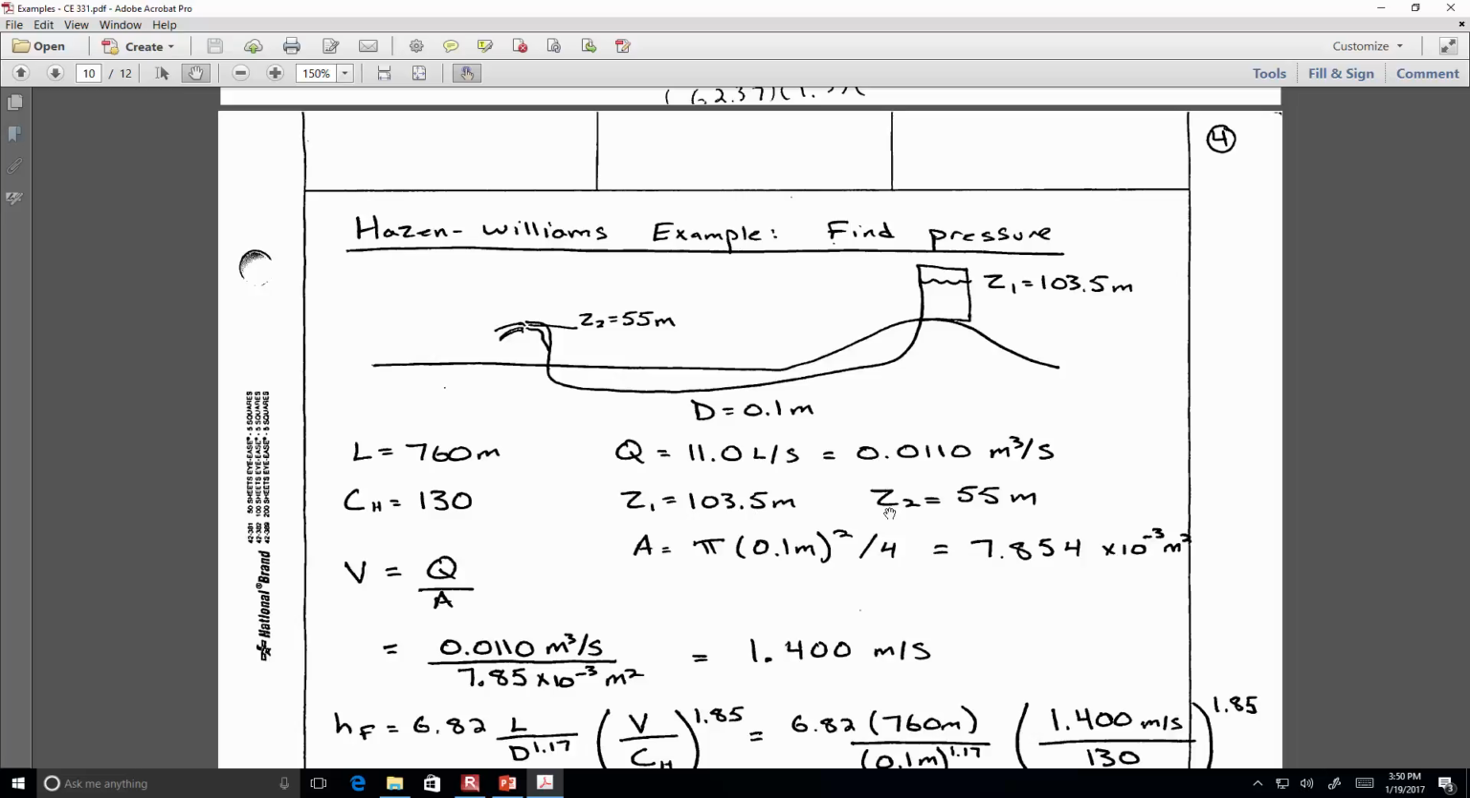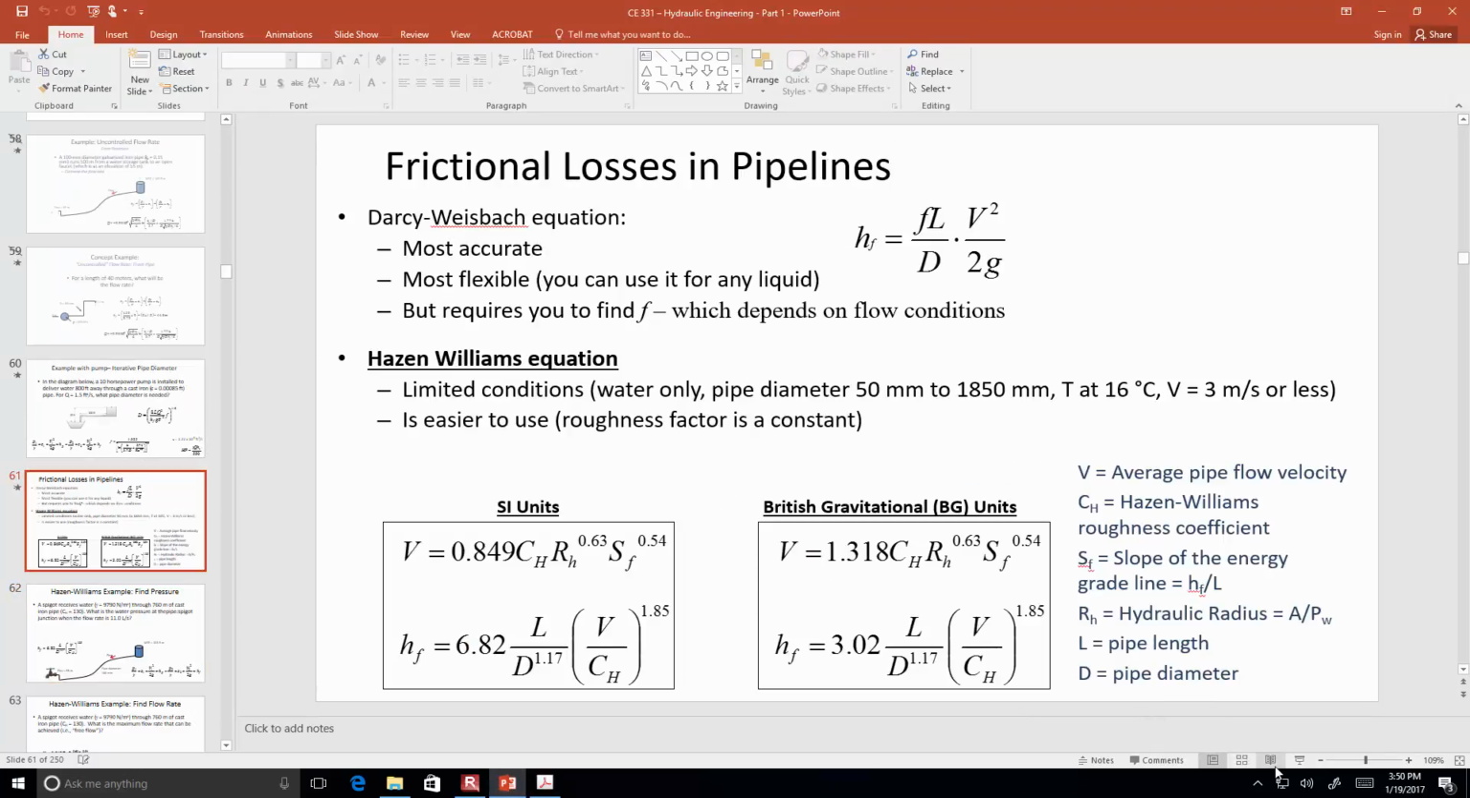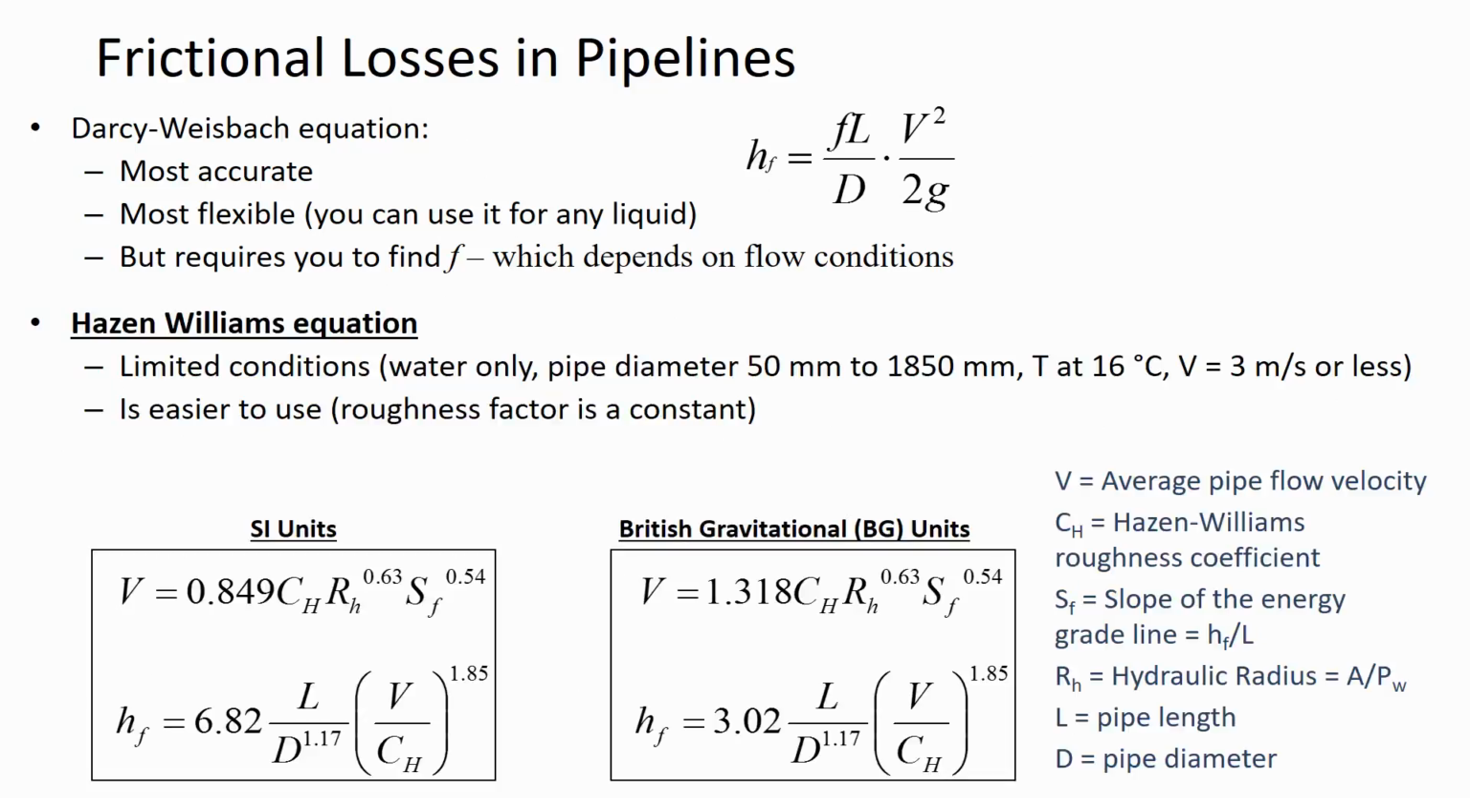But the main reason why we don't always use it is it's not as accurate. And also, there are limits on the range of conditions that it can be applied to. The Hazen-Williams equation is limited to pipe diameters from 50 millimeters to 1850 millimeters, and it's for a specific temperature. Technically, it's only calibrated for water at 16 degrees Celsius, and the velocity flowing through the pipe should be less than 3 meters per second. And so that's a pretty specific thing. As you get further away from 16 degrees Celsius, that introduces error.